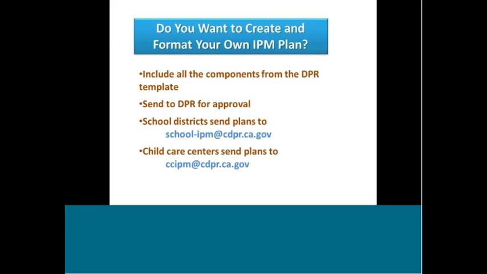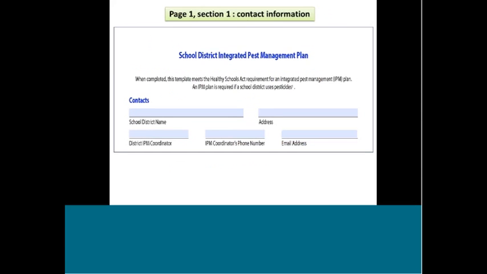If you already have a written IPM plan, or you wish to create your own IPM plan that doesn't use this template, you must include at least all of the same components as the template and email your IPM plan to DPR school or child care IPM programs for approval. We will walk you through the DPR IPM plan template, instructing you how to fill it out.